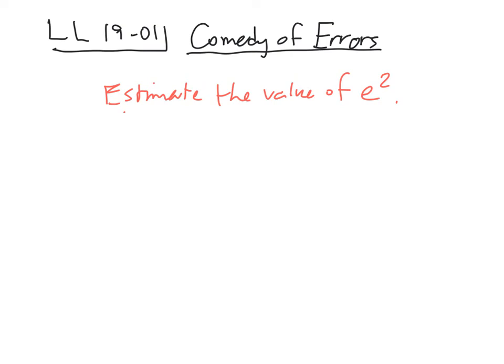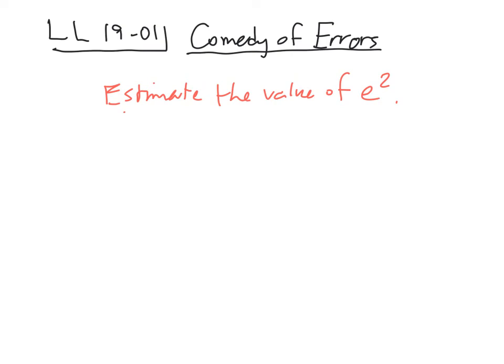So I've put a problem here. Estimate the value of e squared. And that's exactly what I'm going to do. The goal of this video is to talk about how we use Taylor series to do this problem, that is, get a decent estimate for e squared. But then, once we have done that, how do we figure out how far off that estimate could be?